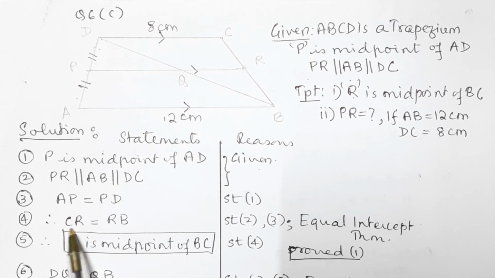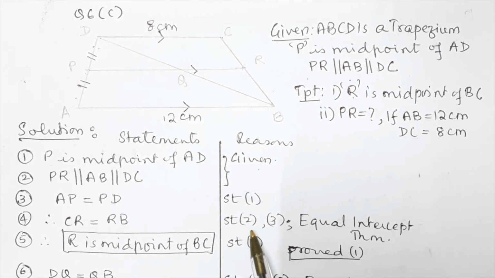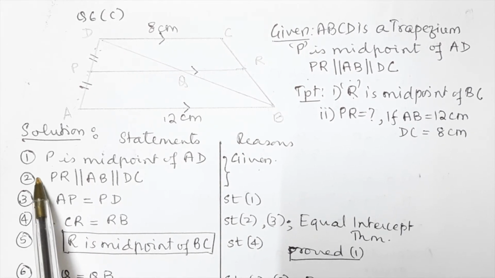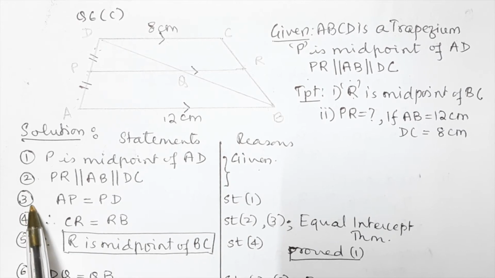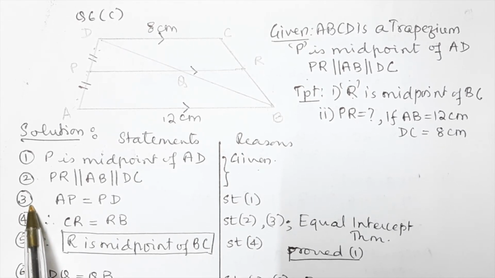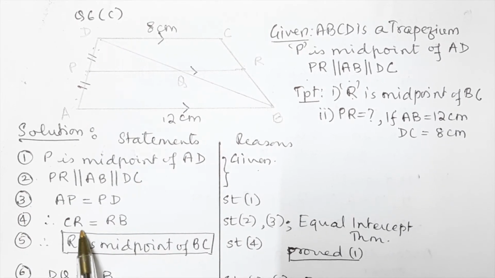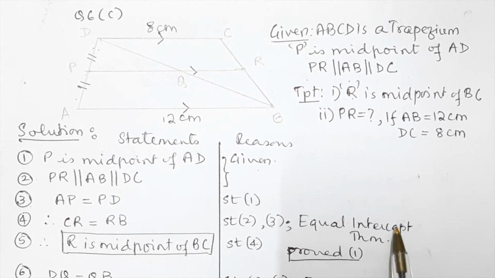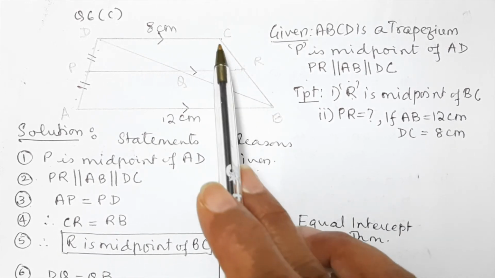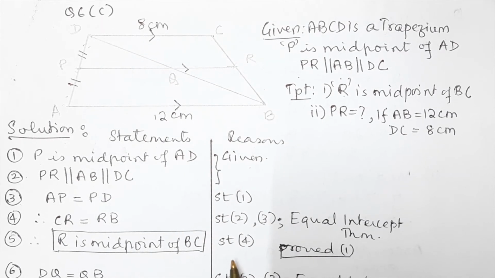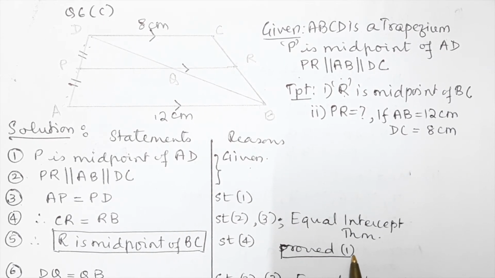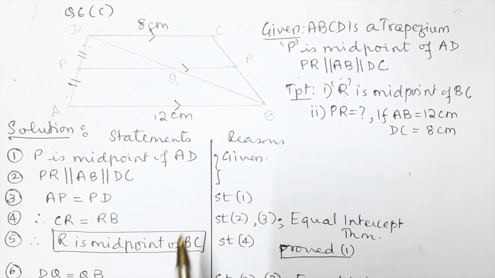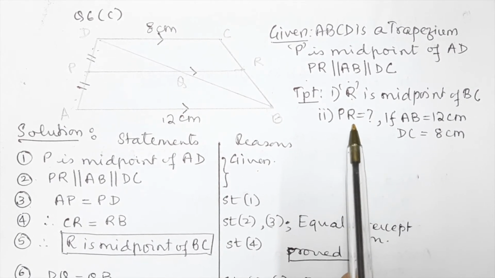But we have to come to R, so we will look at CR equal to RB. So immediately we write CR equal to RB from statement 2 and 3, where the three lines are parallel and equal intercepts are made because of the transversal AD, and so CR will be equal to RB because of equal intercept theorem. And because CR is equal to RB, R becomes the midpoint of CB. And that is what we have proved as the first part. Then for the second part, we have to find PR.